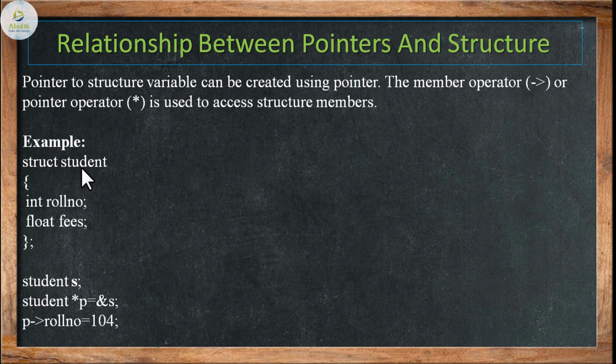Example, we have a structure, the name of the structure is student, consisting of data members. As you know, the structure begins with the keyword struct followed by the structure name. So struct student is the name of the structure. There are two data members in the structure, that is roll number and fees. The roll number belongs to the integer data type and the fees belongs to the float data type.